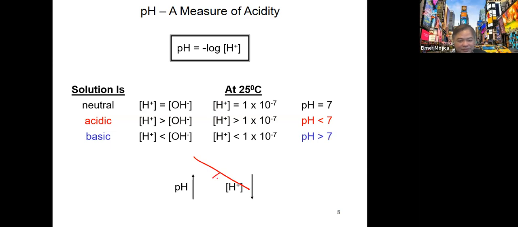If the pH goes up, the H plus goes down. If the H plus goes up, the pH goes down. Okay, and we can get other information with regards to this relationship. So remember, we have pH, we have OH minus. So what if our negative log is of OH minus, not H plus? What do we call that now?